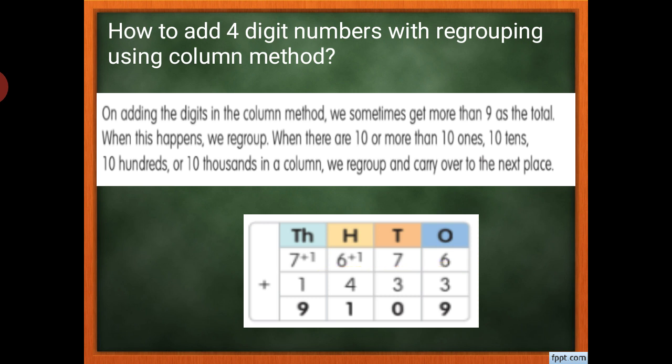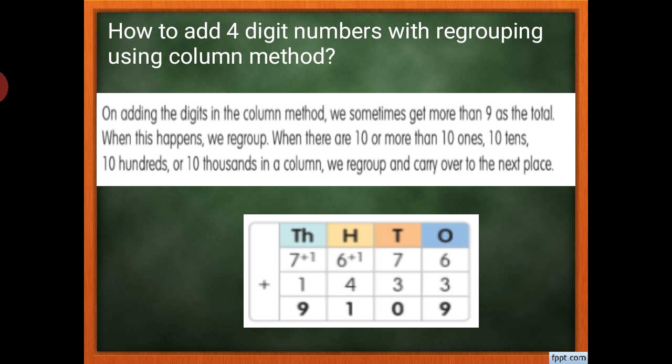7676 plus 1433. The first and foremost step is to arrange the digits according to their places: ones below ones, tens below tens, and so on. Beginning from ones, we just add the numbers. So 3 plus 6 is 9. 7 plus 3 is 10, and since it is a carryover, we'll write 0 here and 1 up.